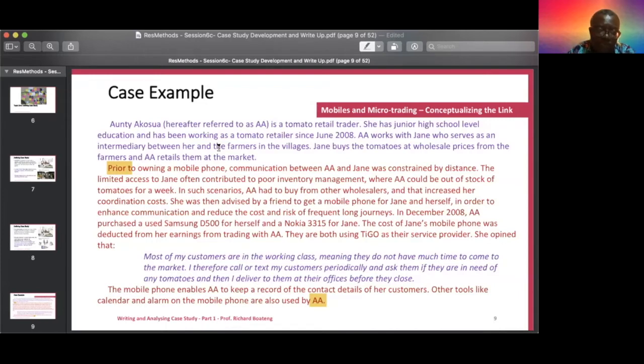It gives you the background. That's what we call the case description. And it's accompanied by a case description and case-based themes. The case-based themes are the issues we want to study. So we are going to try to see how these things come about. Okay. Let me continue. Okay.